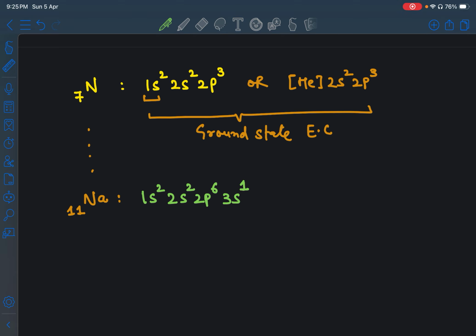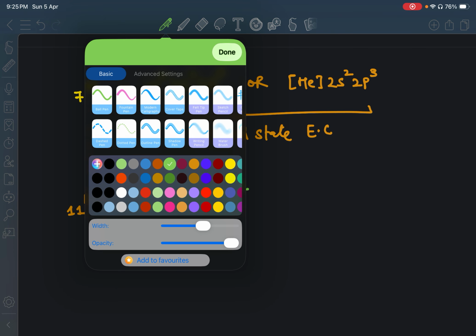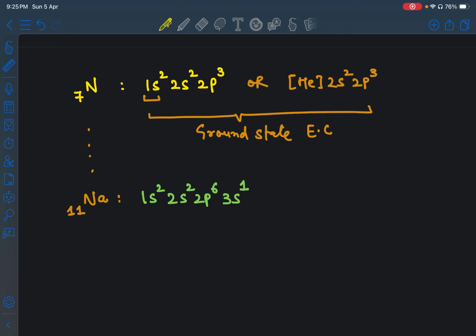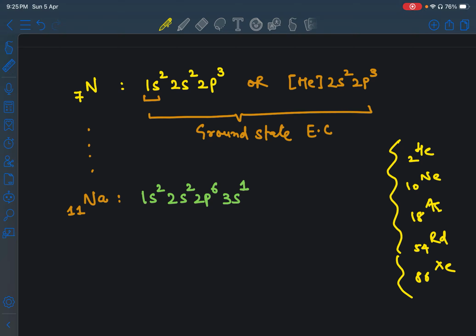So you can see very clearly here, this previous part we can write in the form of noble gases, and you know what the noble gases are. Helium is 2. Then we have neon, which is 10. We have argon, which is 18. We have krypton, 36, xenon, 54, and radon, 86. So these are the atomic numbers. We should remember all such things.